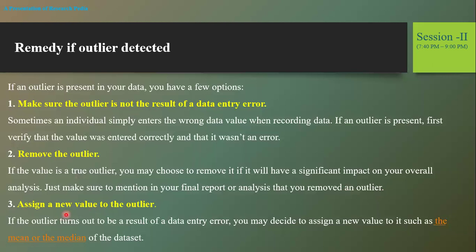The third thing that you can do, if the outlier turns out to be a result of data entry error, is to assign a new value such as the mean or the median of the data set. As I mentioned earlier, you can take the mean of the remaining values of that particular column to generate a value in place of the outlier value.